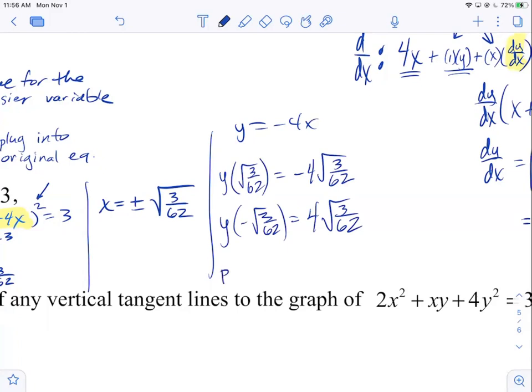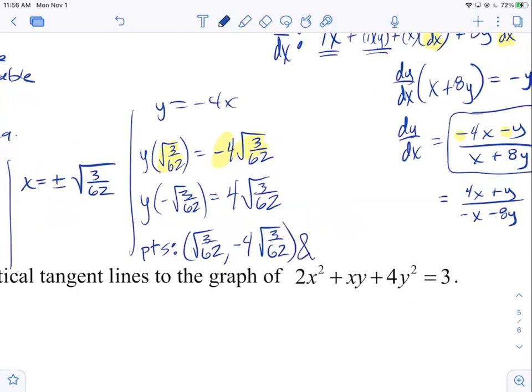So now, if we really wanted to, we can find the actual points. In function notation, they're really written right there. It'll be positive square root of 3/62, negative 4 square root of 3/62. That's going to be the one that's in quadrant 4, and negative square root of 3/62, comma, positive 4 square root of 3/62. That's the one that's in quadrant 2. Those are ugly, right?